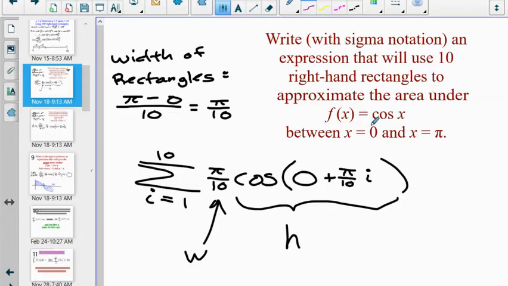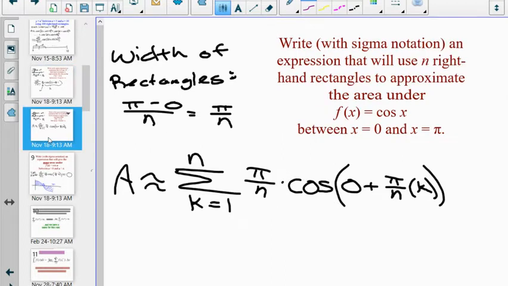And the whatever, since we're starting at 0, the first x value that's going to get plugged into this is 0 plus pi over 10 once, and then twice, and then thrice, and 4 times, and 5 times, and 6 times, until we've done it 10 times. And by the time I plug in the 10th time, we'll be at a value of pi. 0 plus pi over 10 times 10 gives us just pi.